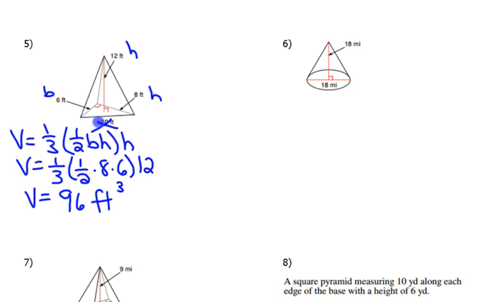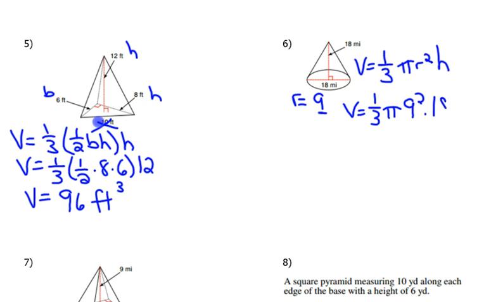So for number 6, we have a cone this time. So my volume, I'm going to take out big B and I'm going to put in pi r squared h. We need radius. This is a diameter. So just like we practiced with cones and cylinders all on their own, you have to make sure that you have the correct measurement there. So I'm going to need 9 for my radius. So 1/3 times pi times 9 squared times 18.